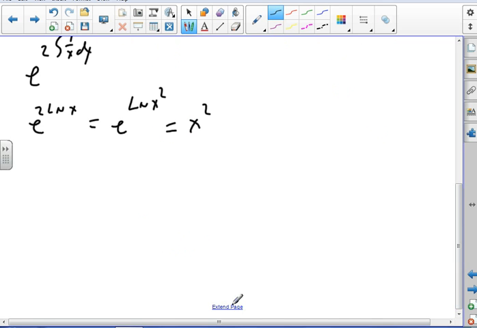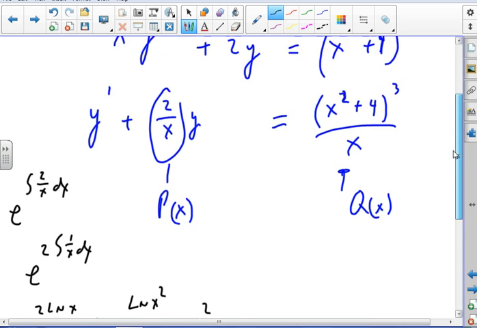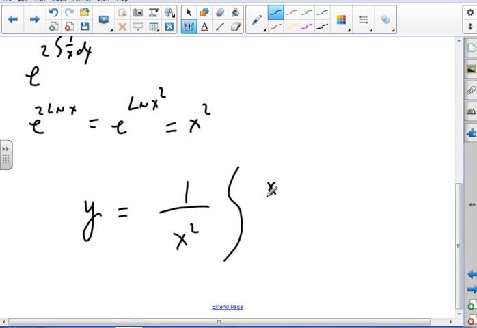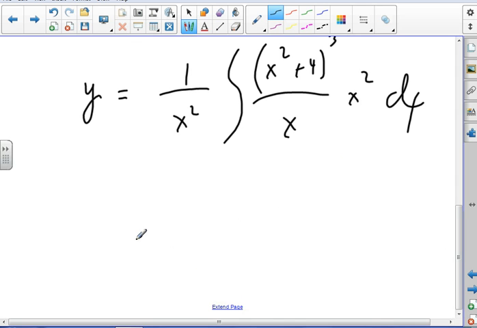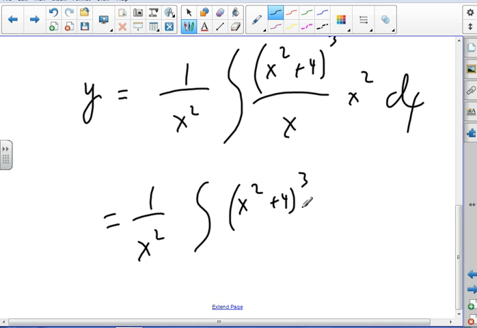Okay, so now I'm going to say y is equal to 1 over x squared times the integral of (x squared plus 4) cubed over x times x squared dx. That's 1 over x squared times the integral of (x squared plus 4) cubed x, because I got an x squared on top and an x on the bottom.